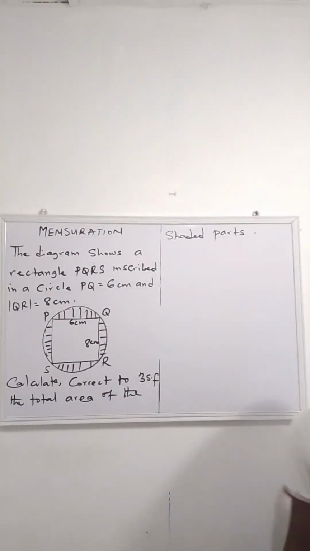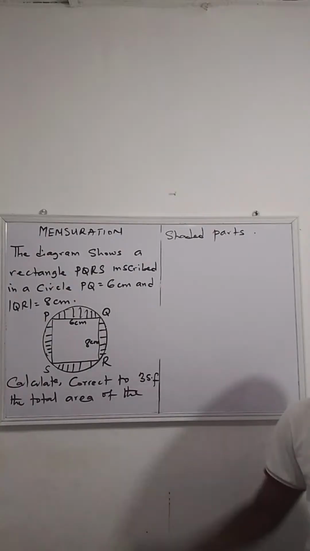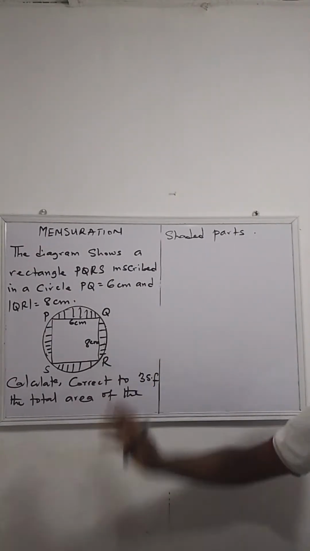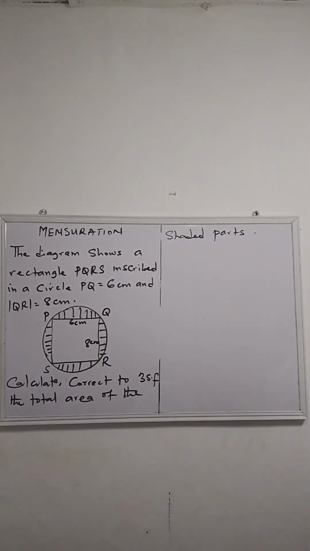Right, so now with what we just read, can anyone tell me what method we're going to use to get the shaded region? How do we get the shaded region? If you know, drop that in the comment section. How do we solve that? What approach are we going to use? Once you're able to tell me, then we can go ahead and find the shaded region.